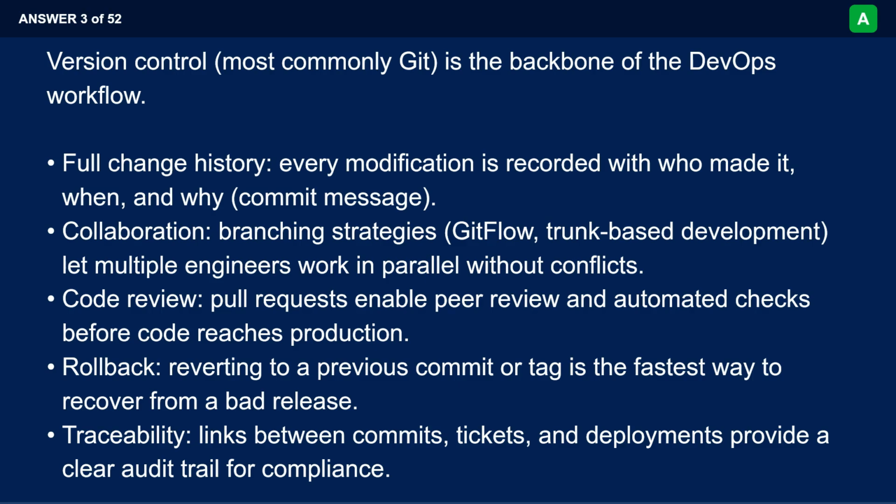Code review: pull requests enable peer review and automated checks before code reaches production. Rollback: reverting to a previous commit or tag is the fastest way to recover from a bad release. Traceability: links between commits, tickets, and deployments provide a clear audit trail for compliance.